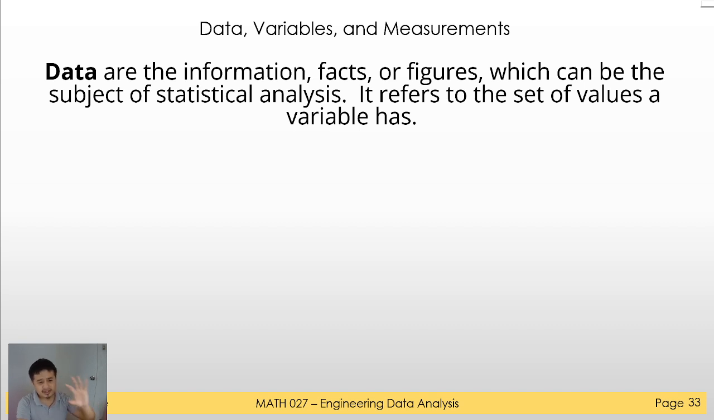So let's say you have a variable. If we collect the data, literally the data from the variable, then it becomes more specific. So a variable here is a general attribute that we're trying to measure, and the data is the specific value of the variable.